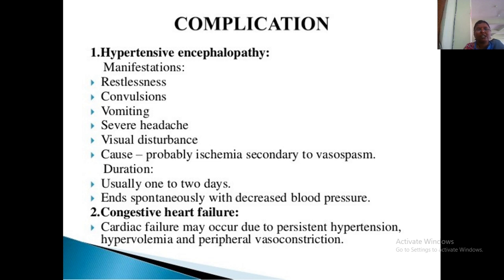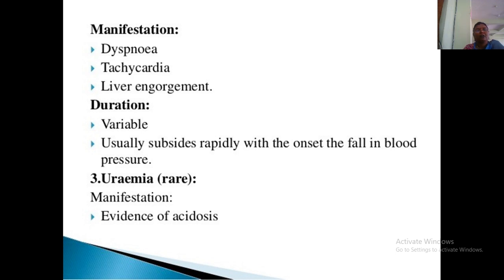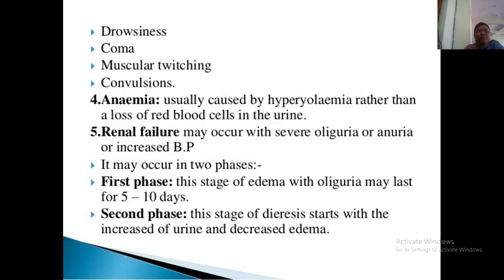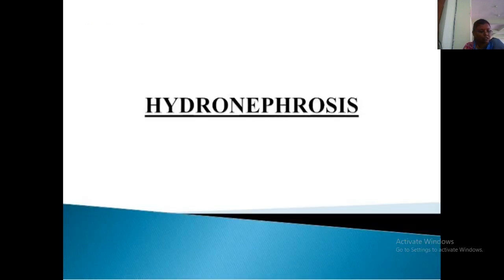If you see the complications: hypertensive encephalopathy, congestive cardiac failure, the manifestations are dyspnea, tachycardia, liver engorgement; duration variable, usually subsides rapidly with the onset of the fall in blood pressure. Uremia, manifestations: evidence of acidosis, drowsiness, coma, muscular twitching, convulsions, anemia, renal failure. This is about acute glomerulonephritis.